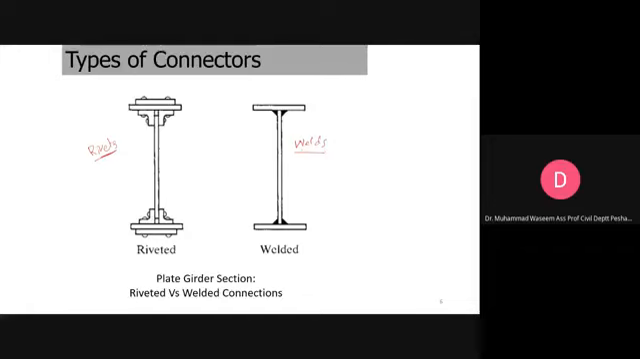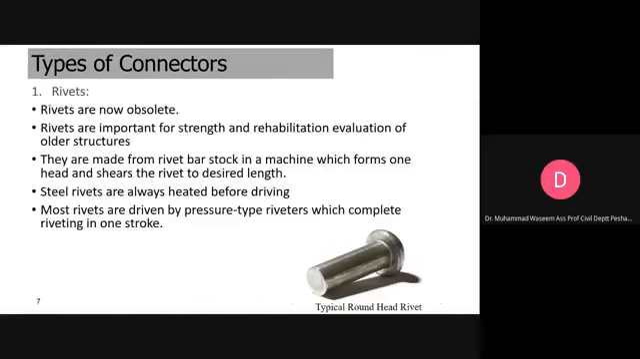I included this slide to explain what will happen if you go for riveting and what will happen if you go for welding. Welding gives a good aesthetic look to the member, and at the same time you save a lot of steel compared to riveting. Now, as I told you, rivets are now obsolete. But rivets are still important for the strength and rehabilitation evaluation of older structures. And how are rivets made?